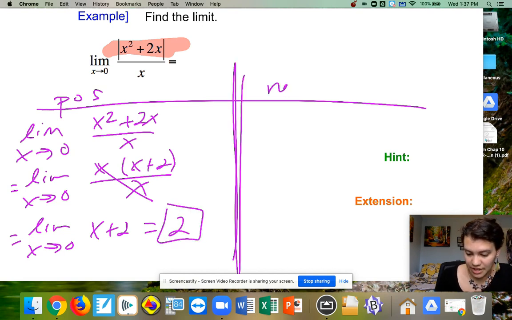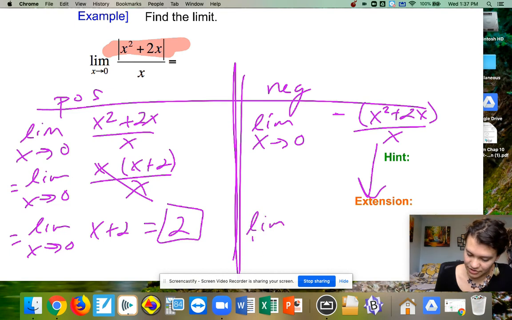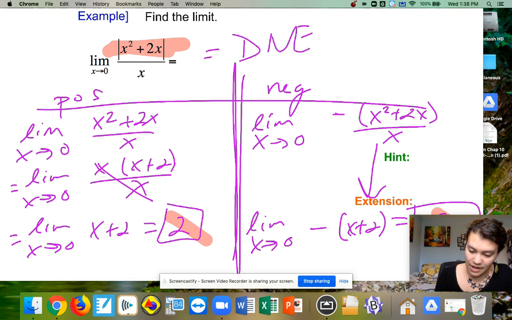So then if we do the negative portion, you're going to start the same way, except you're going to want a negative out front of your x squared plus 2x. So this is going to jump down and be the same. You can still factor out an x, but you're going to get negative x plus 2, which then will give you negative 2. So since these are not the same, your limit does not exist.